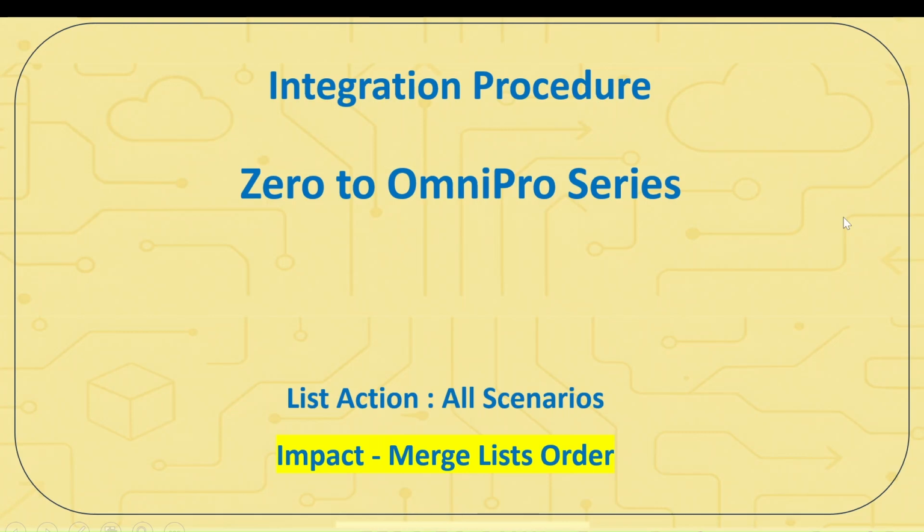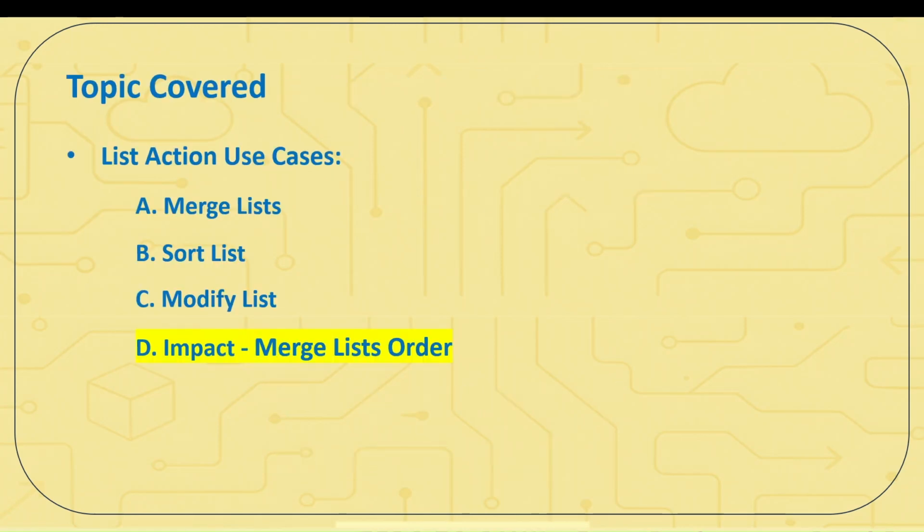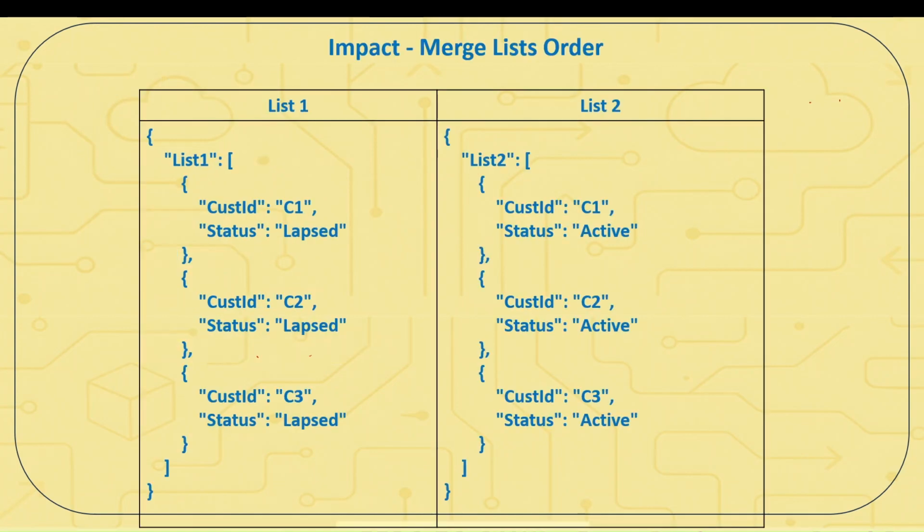In this video, let's see one more scenario about list action. In previous videos, we have seen three scenarios about the list action: how to merge lists with the help of five different scenarios, how to sort a list, and how to modify a list. Here we will learn how the merge list order impacts the result.